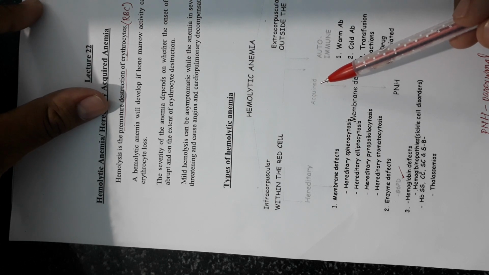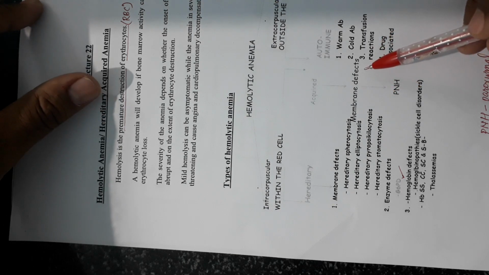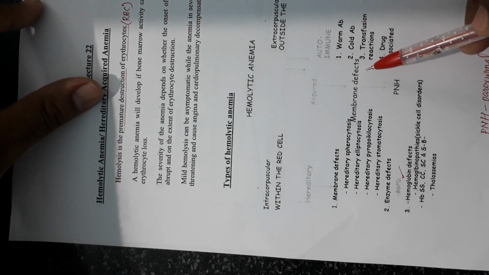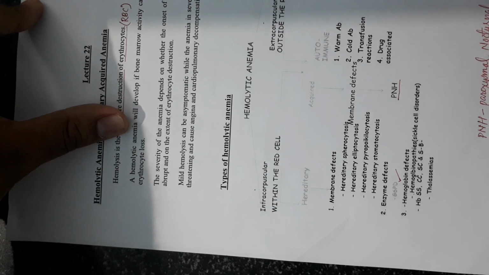Whereas the acquired reason for intracorpuscular hemolytic anemia leads to membrane defects. The membrane of RBC gets defects and causes breakdown. The best example is PNH. PNH's full form is paroxysmal nocturnal hemoglobinuria. Paroxysmal means episodic, nocturnal means night, and hemoglobinuria means hemoglobin in urine.